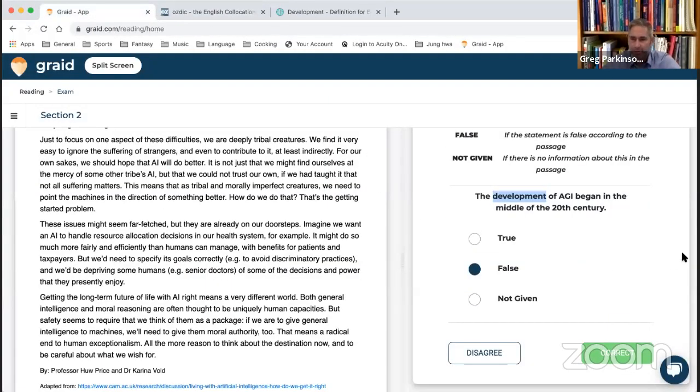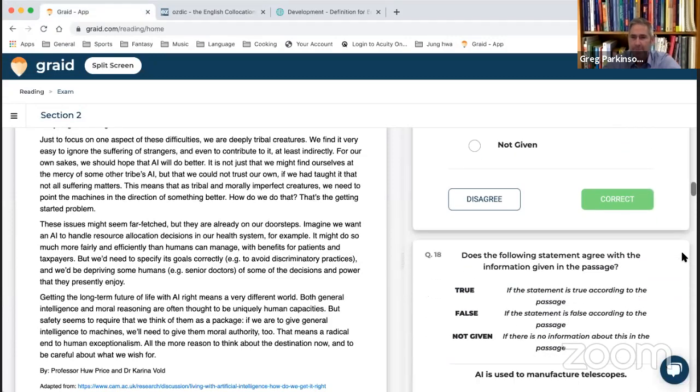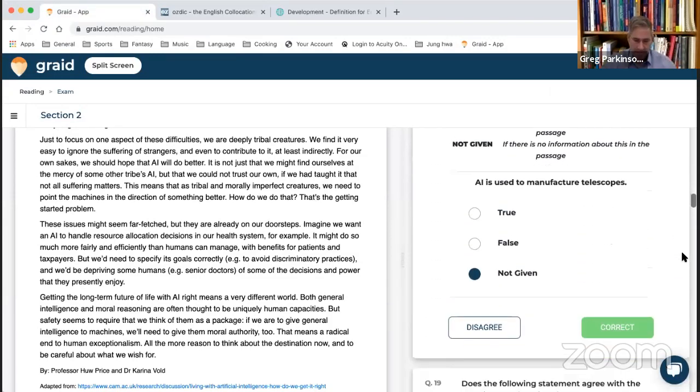Okay, so your vocabulary list for this reading, I think manufacture is worthwhile learning if you don't know what that is. Again, I'm going to write these all up on the screen at the end. Manufacture means to make something.